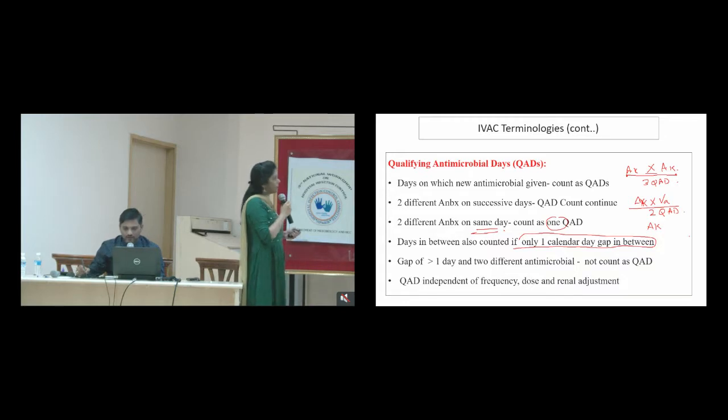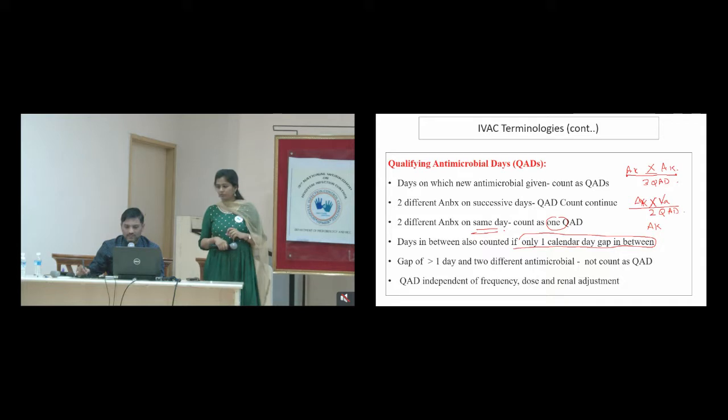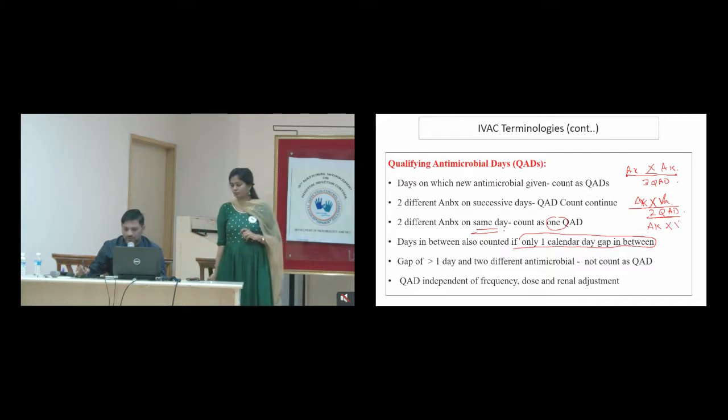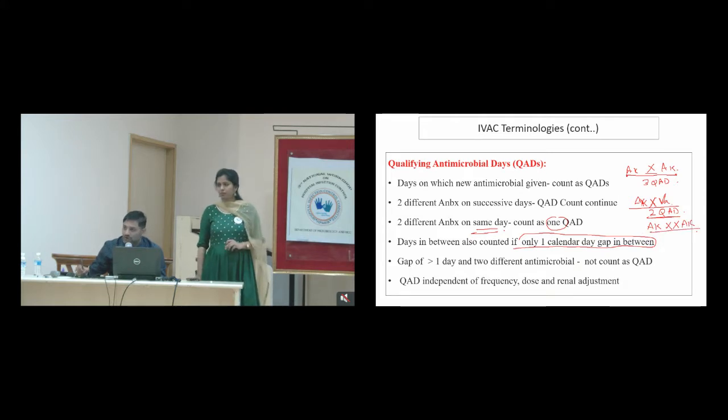Next is the gap. So amikacin is given, then nothing on the next day, then you have vancomycin. In such a case you have to say that it is 2 QAD. Amikacin is given, next day not given, next day not given, then again amikacin is given. You cannot continue the count because you have more than 1 day gap. So this is again considered as 2 QAD. Next is what sir explained, that is a gap of more than 1 day and 2 different antimicrobials given, not counted as QAD.